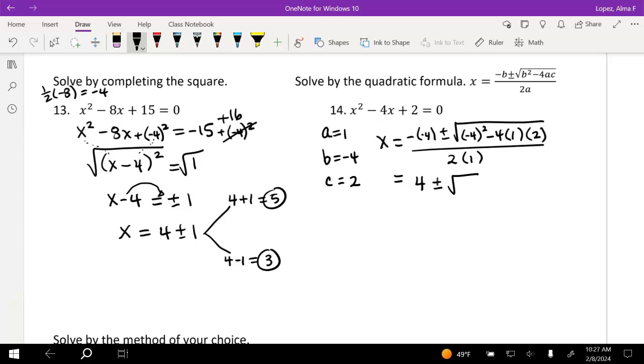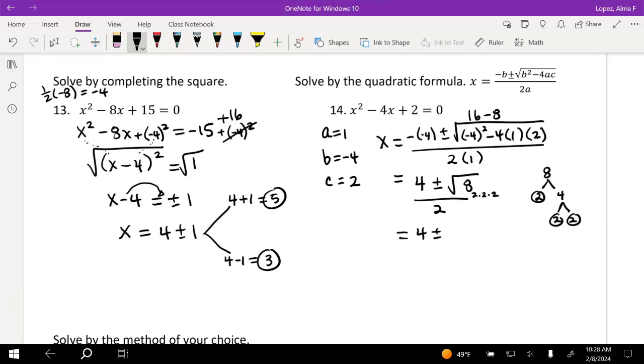Negative 4 squared, any number squared, automatically becomes positive, so 16. Then negative 4 times 1 times 2 is a negative 8. 16 minus 8 is 8, all over 2 times 1, which is 2. Now the square root of 8 can be cleaned up, so quickly out to the side, we'll do our little factor tree. 8 is 2 times 4, and the 4 is 2 times 2. So the prime factorization of 8 is 2 times 2 times 2.